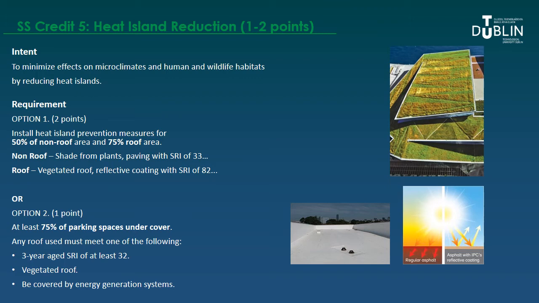When you have a microclimate effect like the heat island effect, not only does it increase the temperatures, which means that your cooling system needs to work harder, but it also can have an effect on kind of wildlife or habitats there that aren't used to those kind of higher temperatures. So that's why this credit is trying to minimize the effect of that.